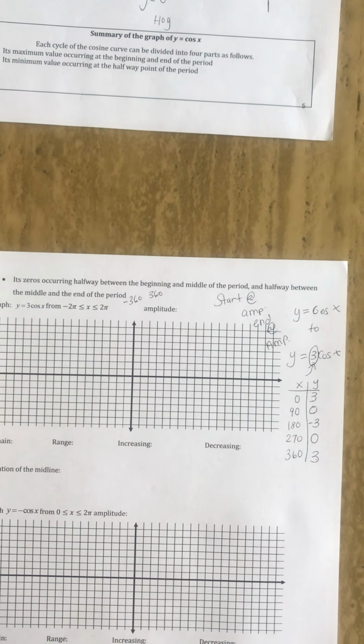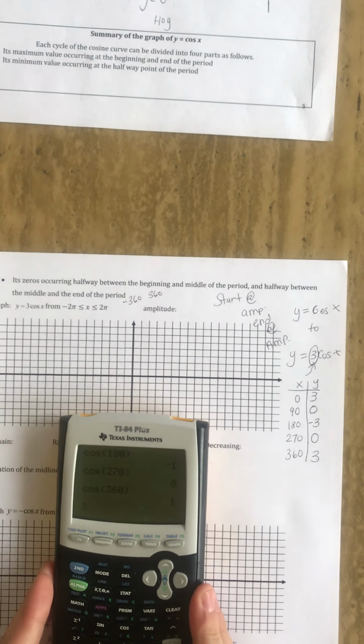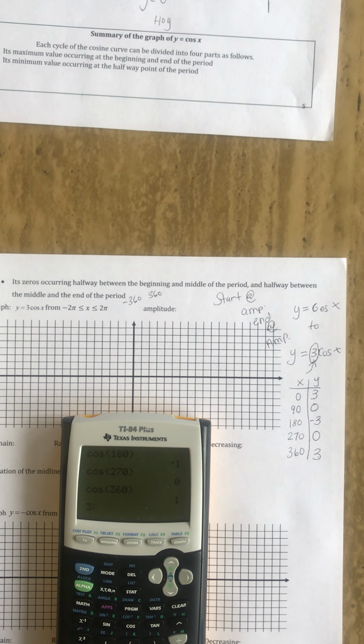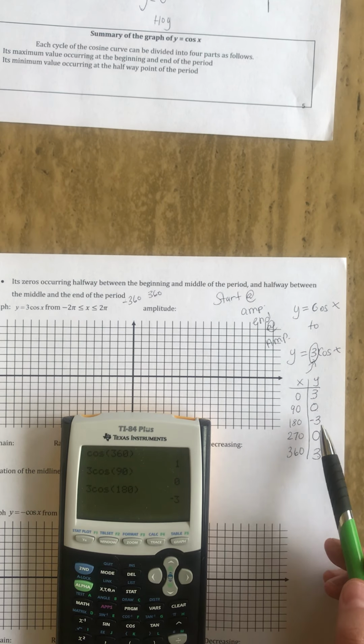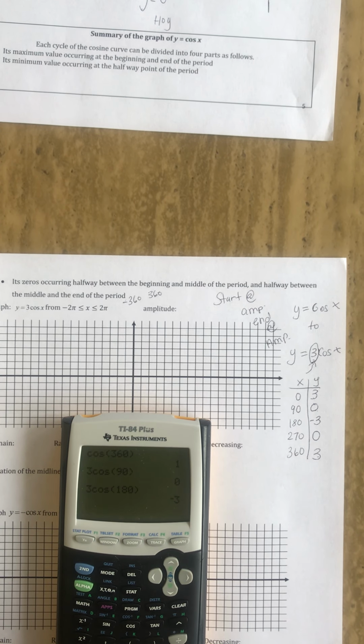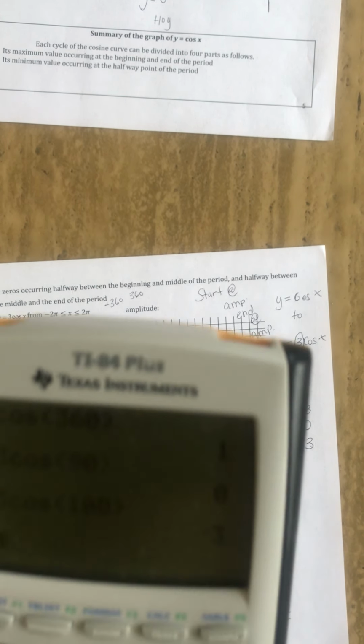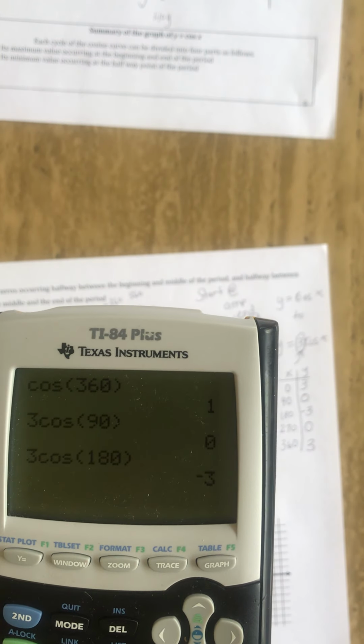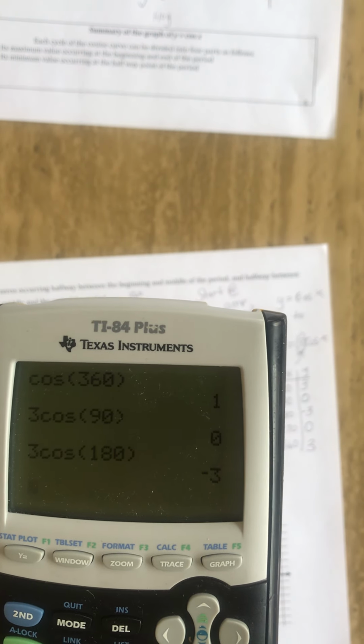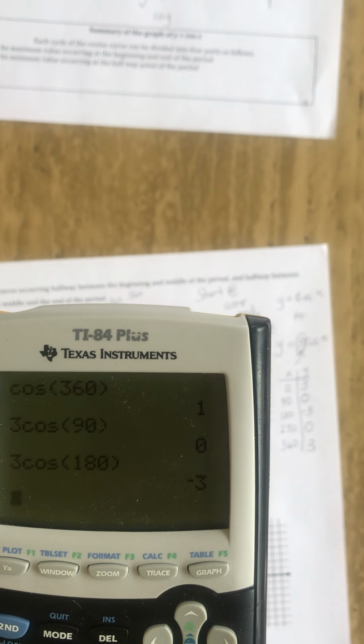And again, you guys can always go ahead and hit 3 cosine 90, for example, and you will be at 0. 3 cosine 180, and you'll be at -3. So whenever in doubt, I want to make sure you guys can see that. You can throw those values in your calculator if you ever have a hard time getting your y values.